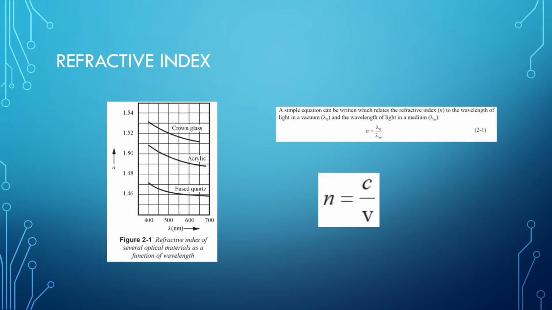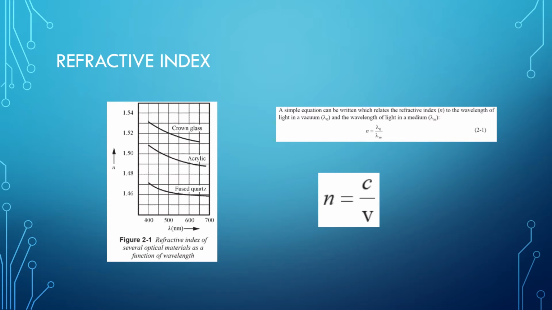On this slide, we have figure 2-1, which has a graph of the refractive index of several different optical materials as a function of their wavelength. On the left-hand side, we see the index of refraction somewhere between 1.45 and 1.54, and we're using 3 different materials: crown glass, acrylic, and fused quartz, and on the bottom we have our wavelength.